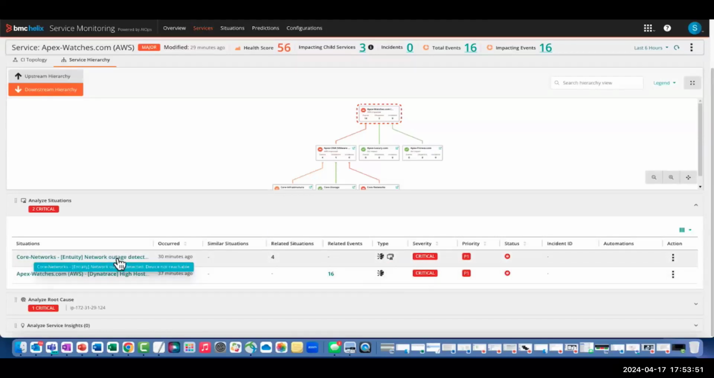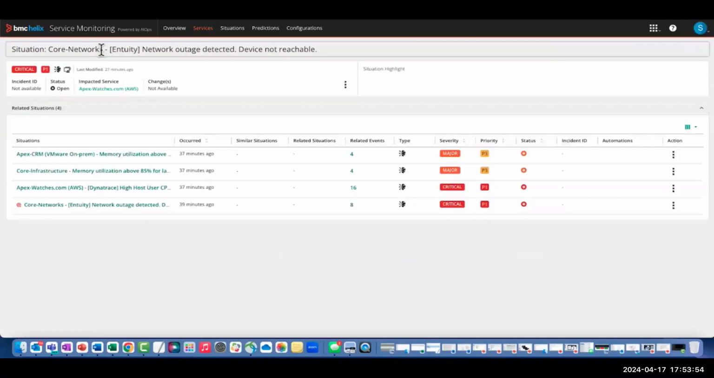A primary situation is essentially an aggregation of several other situations that together can tell me what's going on. So I can go into my primary situation and see that the situation has to do with a core network, where the information is coming from Intuity, and there's a network outage detected, and that the device is not reachable. So now I see all the different situations that make up this primary situation, and I can see an indication here that tells me this is most likely the root cause of this primary situation. So I can drill down into the root cause situation.